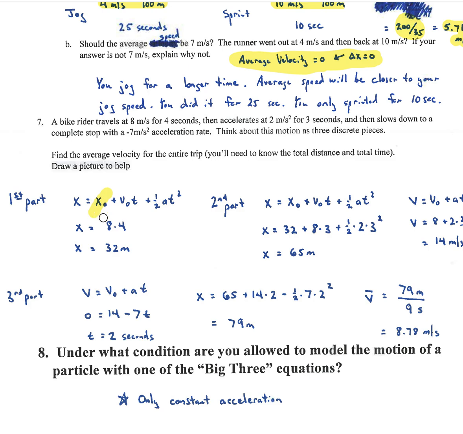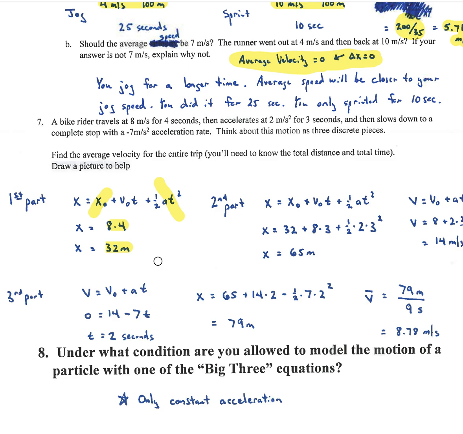Started at the origin, so make that 0. Just traveling at 8 meters per second for 4 seconds. The acceleration is 0, so we don't need that term either. So we're just traveling at 8 meters per second for 4 seconds. So during that first phase, we simply went 32 meters.